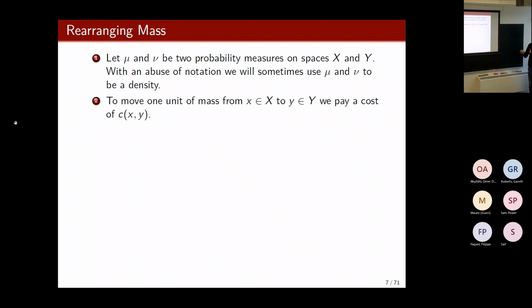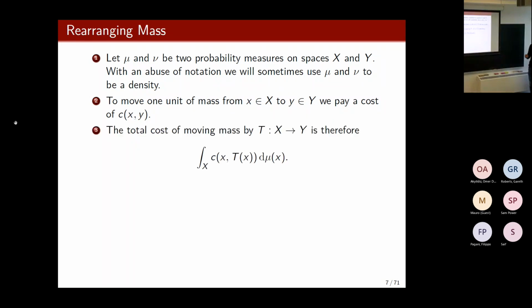Okay, so we also assume we have a cost, c of x y, and this we understand as being the cost of moving 1 unit of mass from x to y. So typical examples are going to be, if c of x y is equal to the Euclidean distance between x and y, say, or x minus y all squared. Those are probably the two most common choices. Okay, so if we're given a function T from X to Y, the cost of moving the mass given by this map T is just the integral of c of x, T of x integrated over mu.